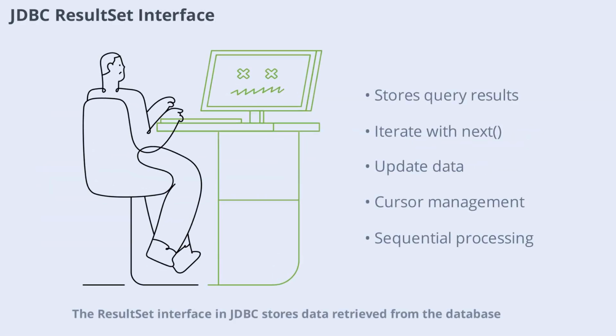The ResultSet interface in JDBC stores data retrieved from the database. It allows you to iterate through results using the next method and update data with updateXXX methods. The cursor starts before the first row, making it easy to process query results sequentially in your Java application.